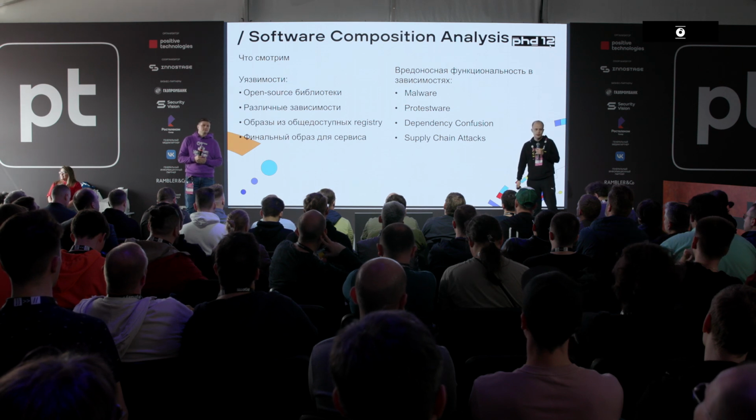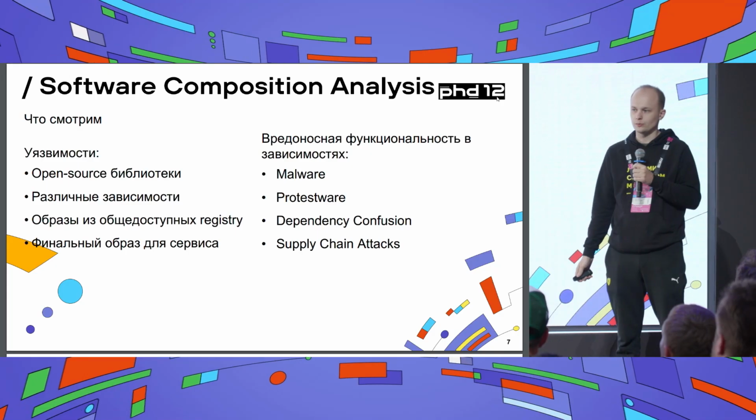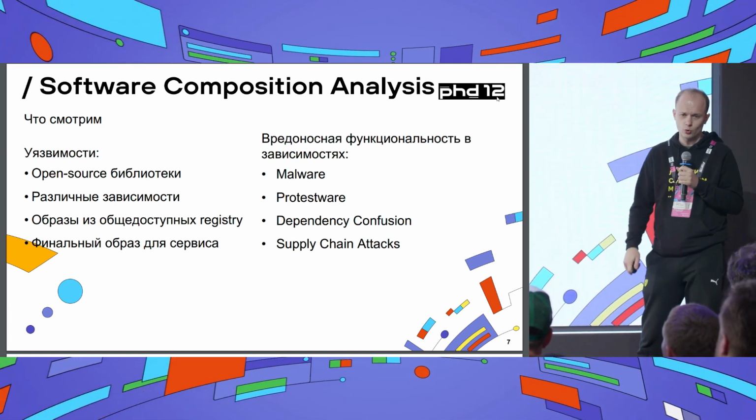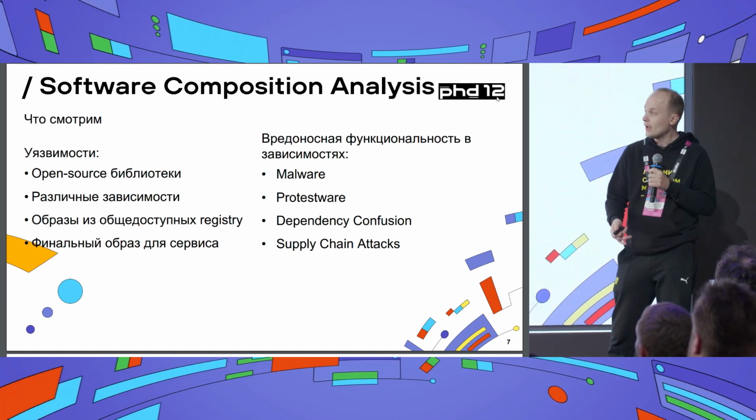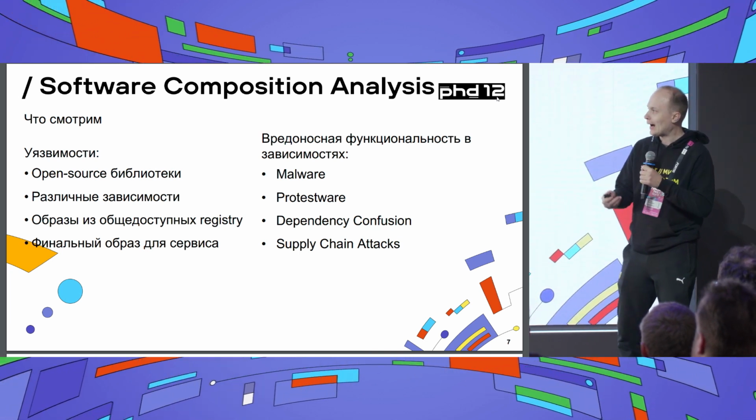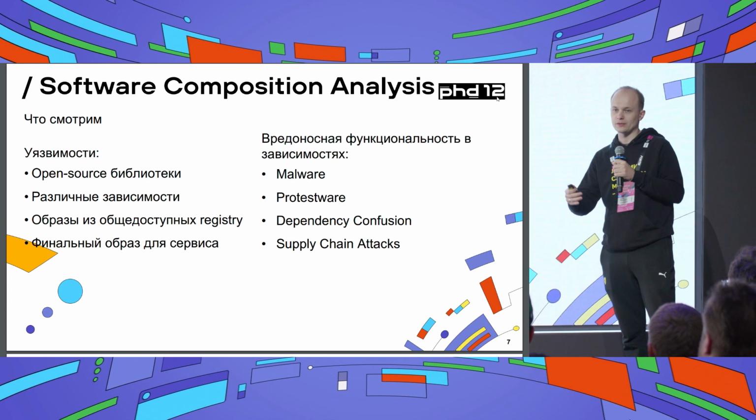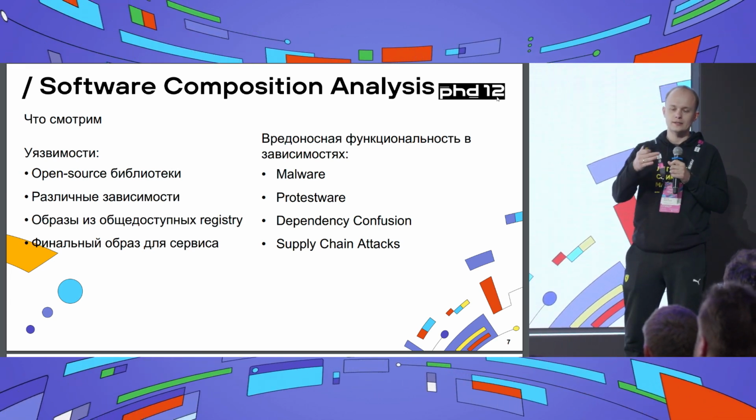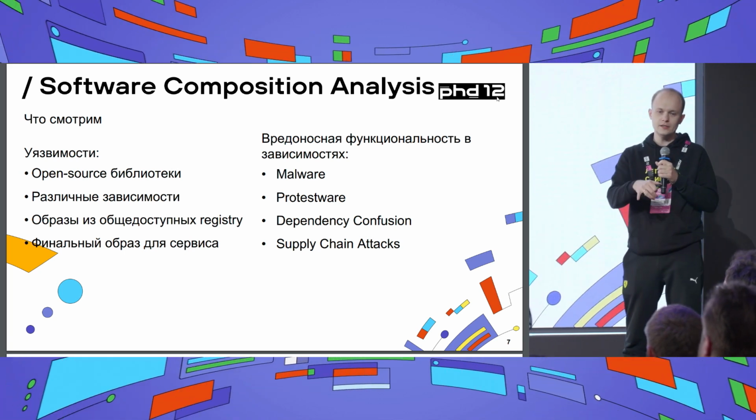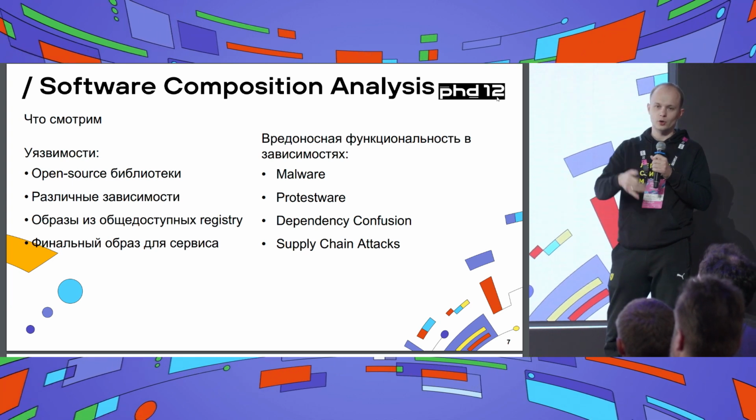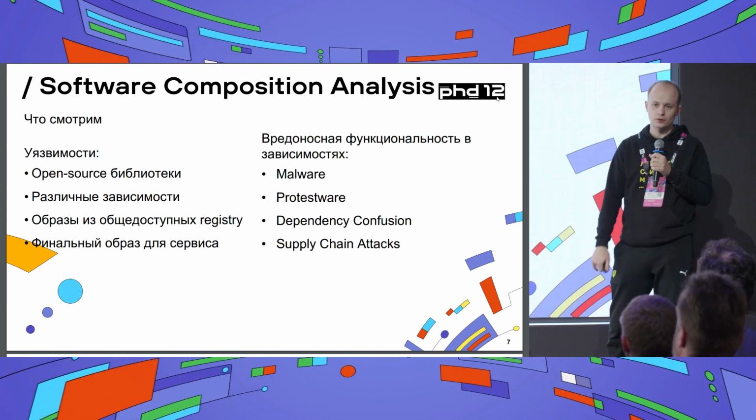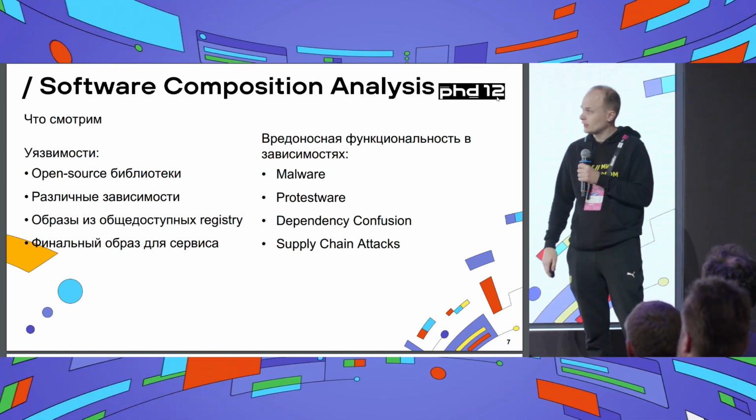SCA, software composition analysis. What for? Right now, most developers take up to 80% of the code from somewhere. They do not write it from scratch, and they do not fully understand what is contained there. SCA helps you to realize what kind of libraries, what kind of dependencies are used. For example, Maven, the POM file, and so on and so forth.